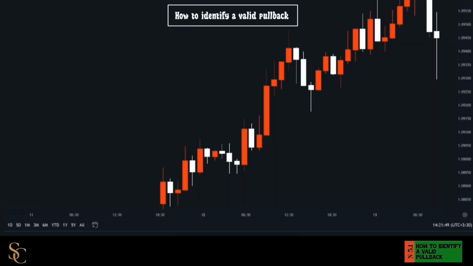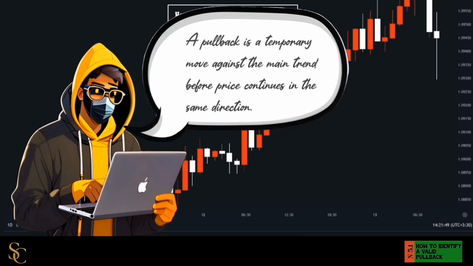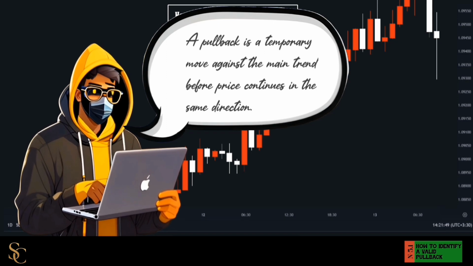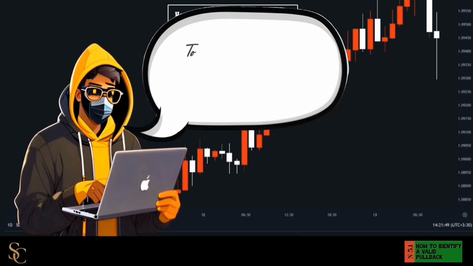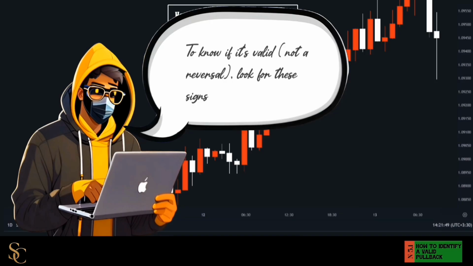How to identify a valid pullback? A pullback is a temporary move against the main trend before price continues in the same direction. To know if it's valid, not a reversal, look for these signs.